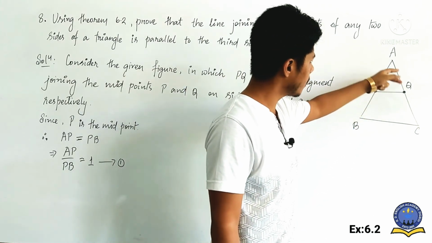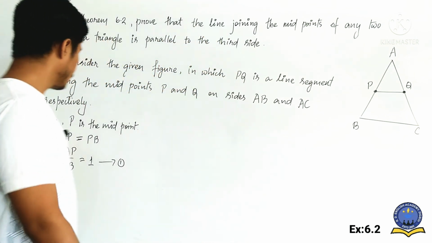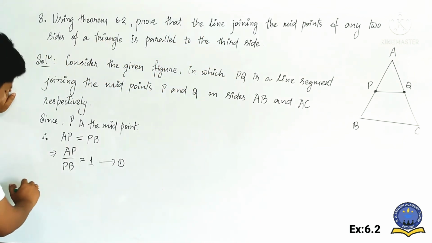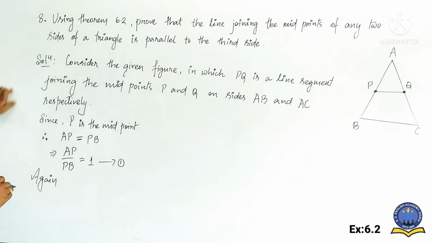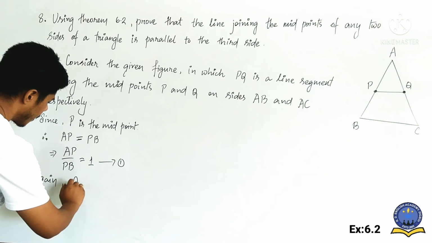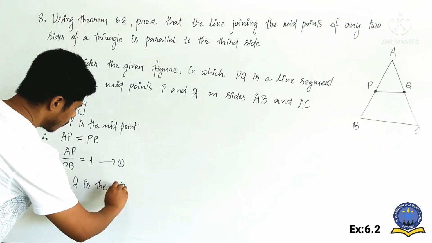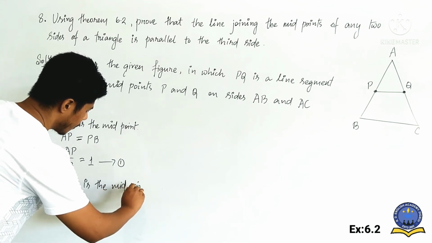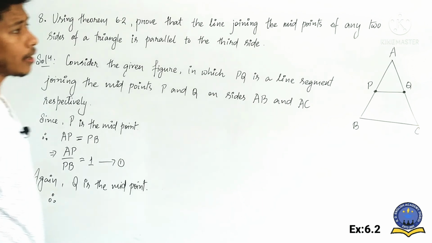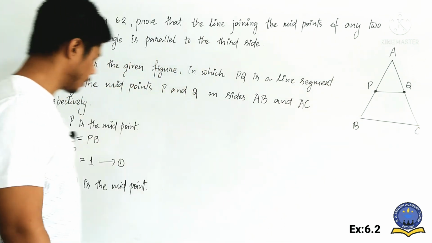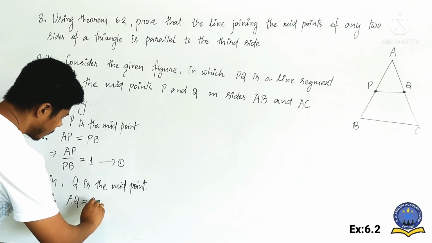So if Q is the midpoint, the same process: AQ and QC, their distances are the same. So for the second one we have to write, again, Q is the midpoint. Therefore, what do we write here? AQ equal to QC.